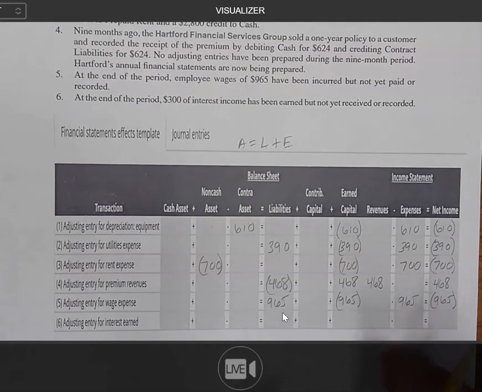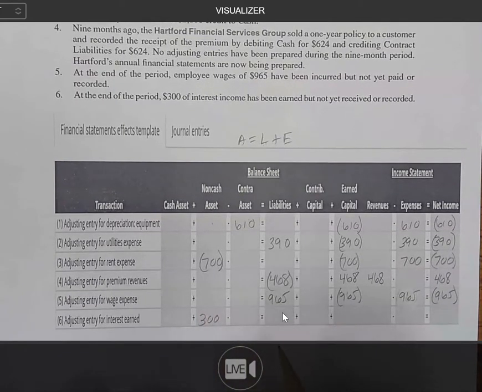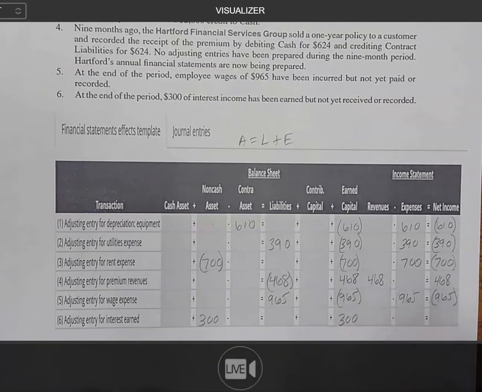And then the last item that we have, it says at the end of the period, $300 of interest income has been earned, but not yet received. Well, this is ultimately going to be cash, okay? But we don't have the cash yet. So what we're going to do is increase a non-cash asset. Specifically, we're going to set up an interest receivable, kind of like an account receivable or a note receivable. So we have earned that $300. So not only do we have an increase in non-cash assets, we're also going to have an increase in earned capital because we didn't increase any liabilities along the way.